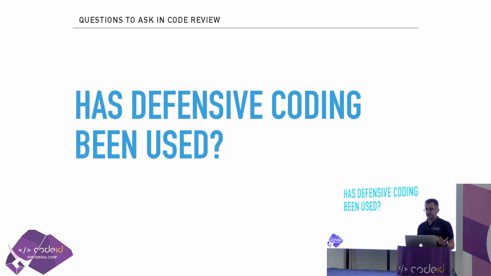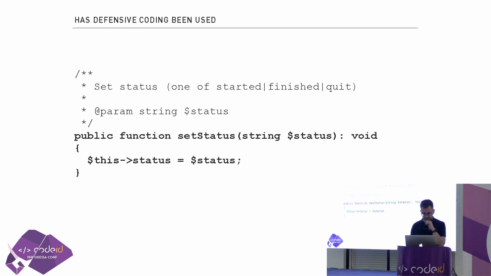Things like, has defensive coding been used? So we've got this method here called setStatus, and we can see in the doc block that we're saying status has to be one of started, finished, or quit. But there's no check for that. So if I saw this in code review, I'd say let's add an assertion in here to make sure that the status we pass in really is one of those 3 values.